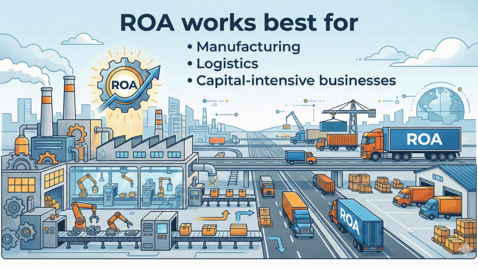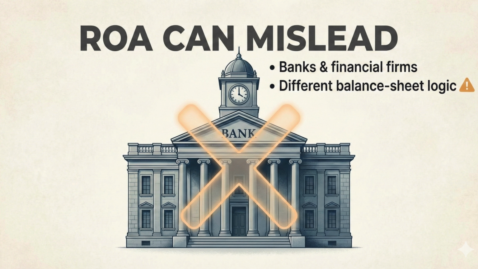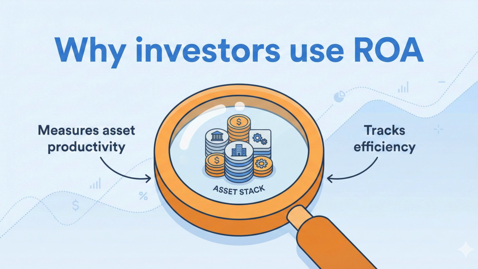ROA works best for manufacturing, logistics, and capital-intensive businesses. These businesses rely heavily on assets, so ROA reveals how well those assets are used. ROA can mislead when comparing asset-light with asset-heavy businesses, or analyzing banks and financial institutions. Different business models mean different asset structures.